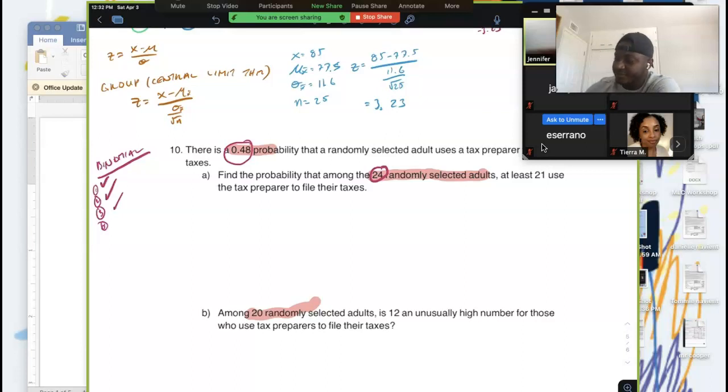All right, so now we have to do this one. Among 24 selected adults, at least 21. So what is at least 21? Well, let me put everything down. So we have N is going to be, we said what, 24. All right. And now X, it says at least 21. So what does that mean?